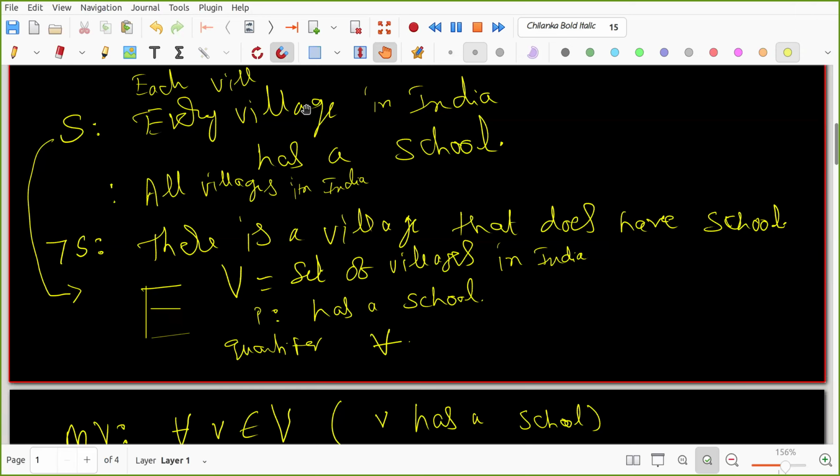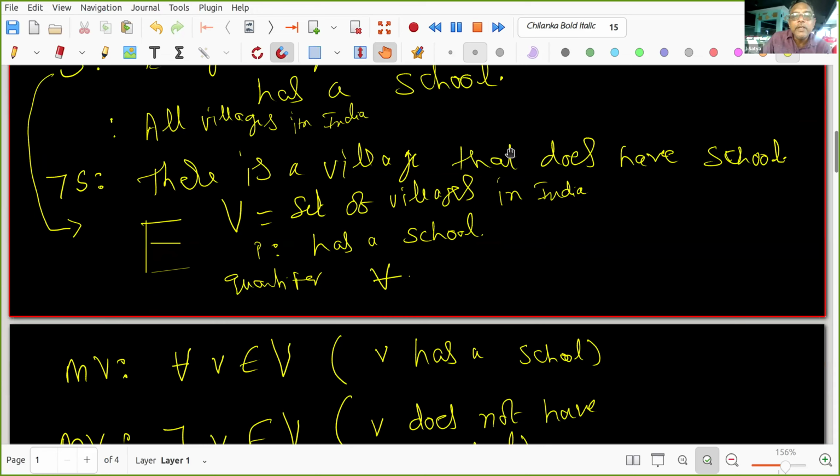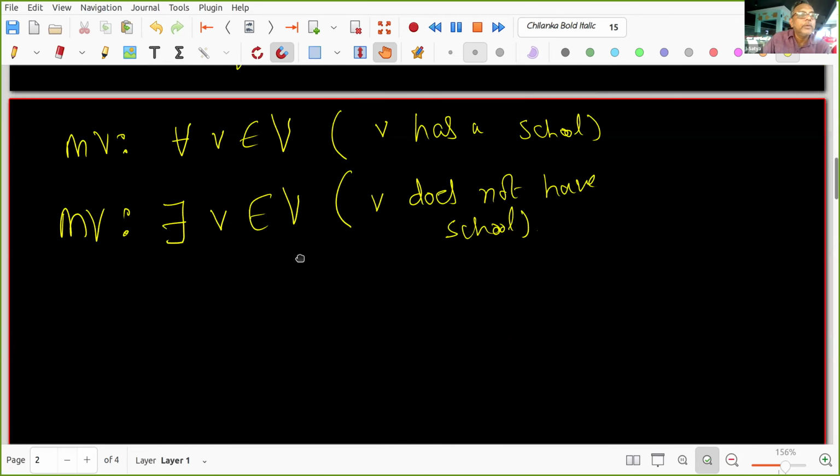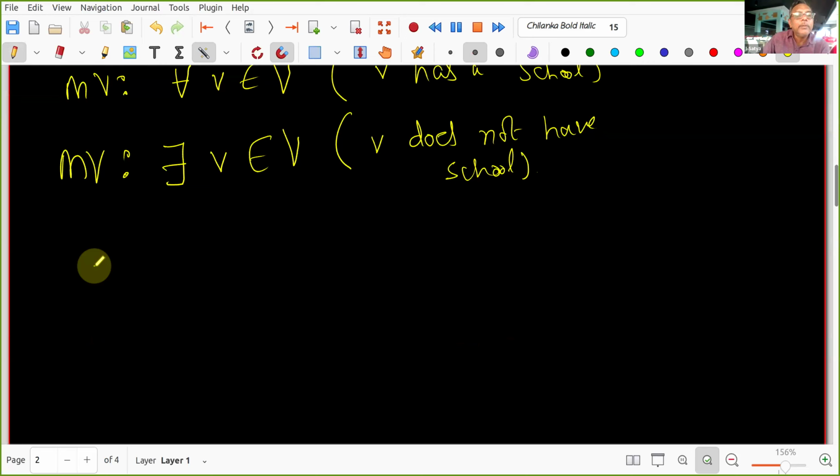If any one of the villages doesn't have a school. One village is sufficient, right? You are asking that every village does not have a school, but that is not required. That is part of the answer. There is a village means one village, two villages, all villages also. It includes everything. So I will ask one more question that may help you.